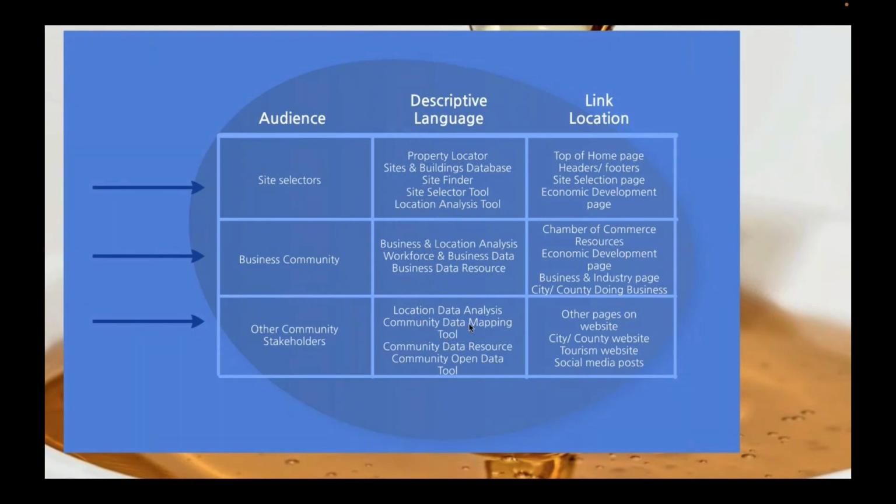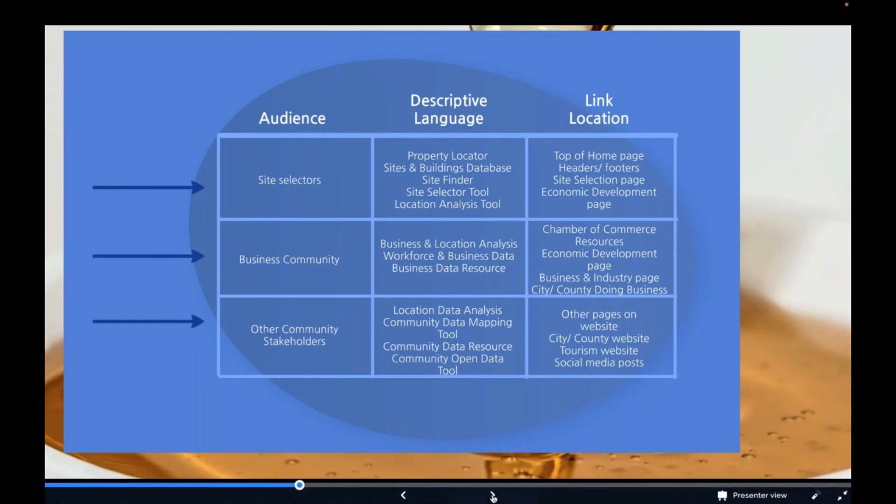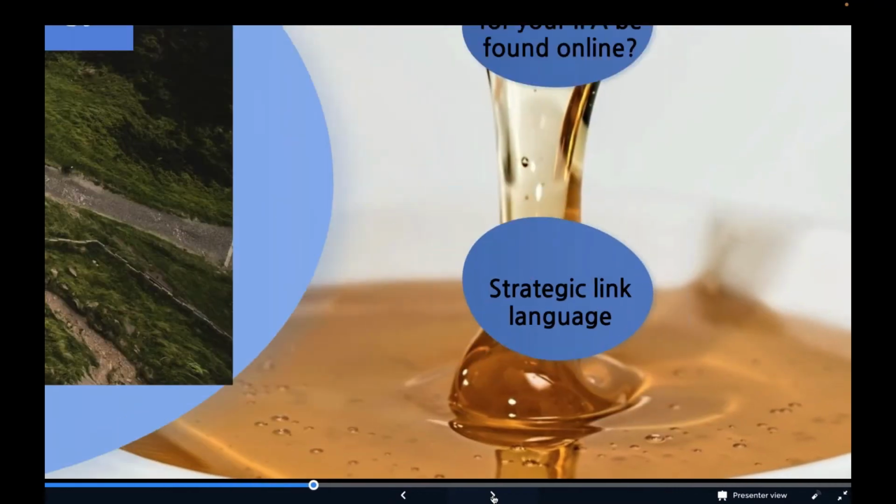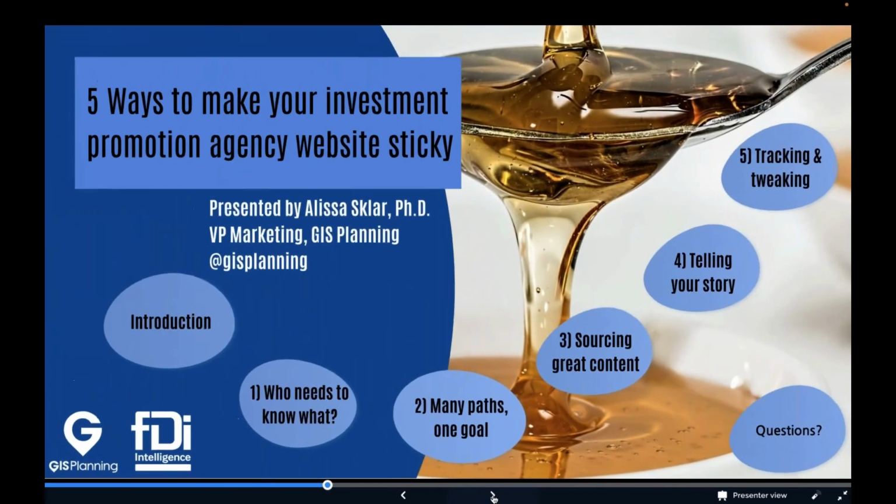So using something like community data mapping tool, location data analysis, will take people within a tool to help them understand that. Businesses might click on something called Business Explorer, business and location analysis, but they might not click on something called Site Selector tool. So it's just a really interesting way to think about how to build that information into your website in ways that will resonate with your different target personas.